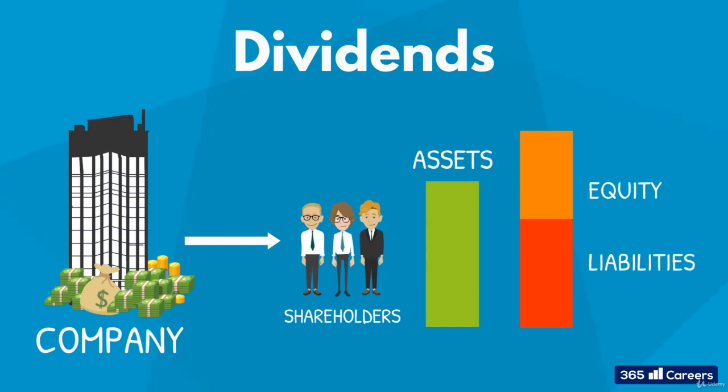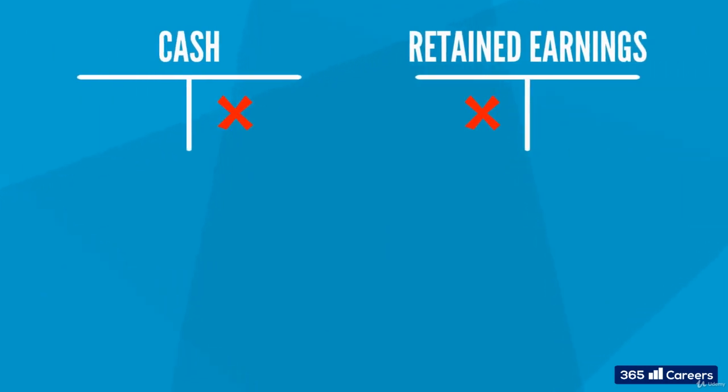Liabilities aren't affected by this transaction. It has to be equity. And it is. Retained earnings represent profits that have not been distributed to shareholders. Okay, but guess what? Some of them are going to be distributed now. Therefore, the accounting entry would be credit cash and debit retained earnings within equity.